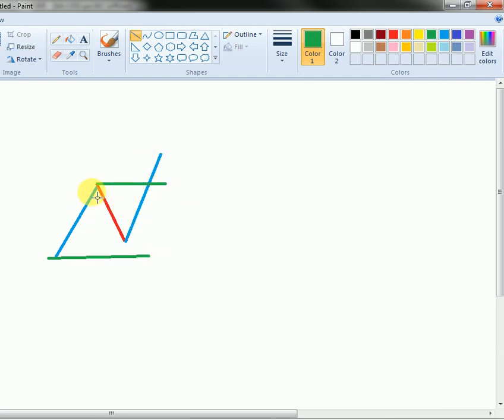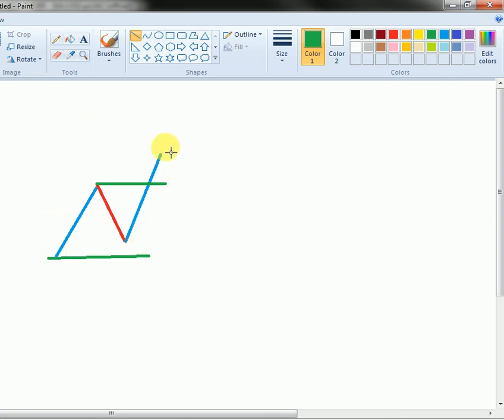This pullback going down, the first rule, cannot break this low, and then price going up back must break this high. So here we can see a basic market structure: moving up, moving down as a pullback, and then moving up back and breaking this high. This movement we call uptrend movement, or basic market structure for uptrend.